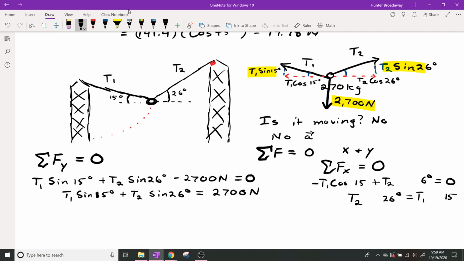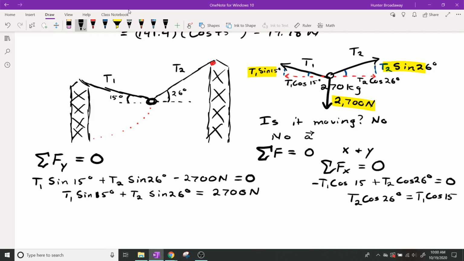If you do sine instead of cosine, I will count off points. No, don't go with the flow. You should always be skeptical. Always be skeptical of me. There we go. So the x direction is the cosine, and those forces balance each other out. So T1 cosine of 15 plus T2 cosine of 26 equals 0.